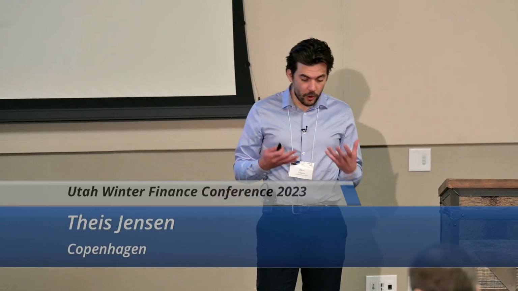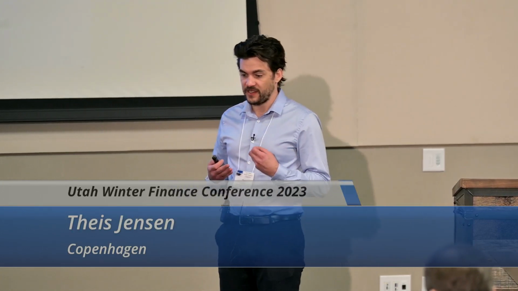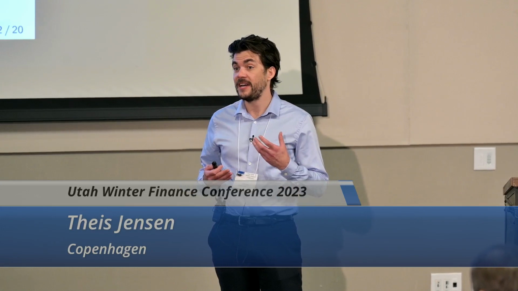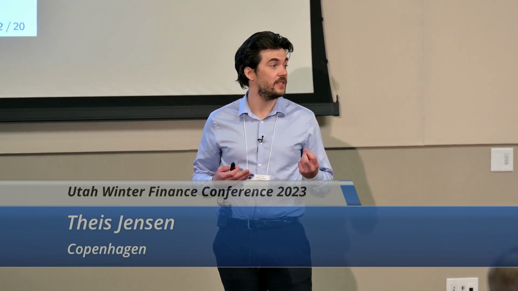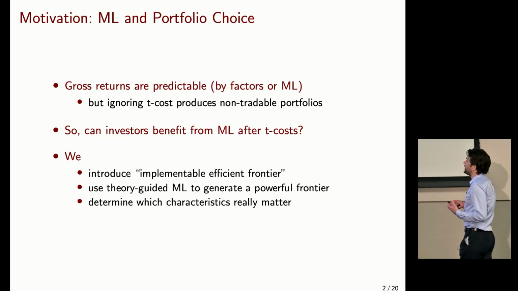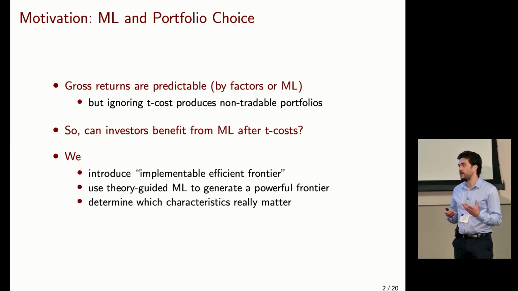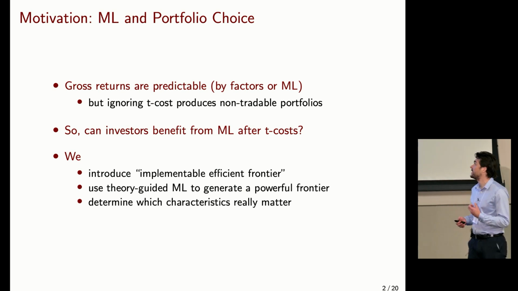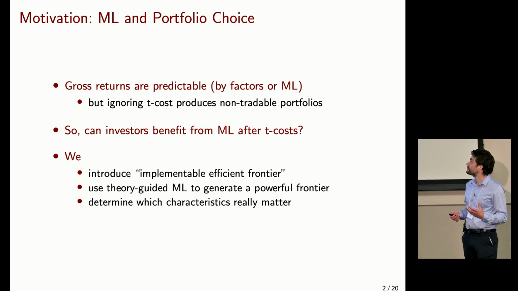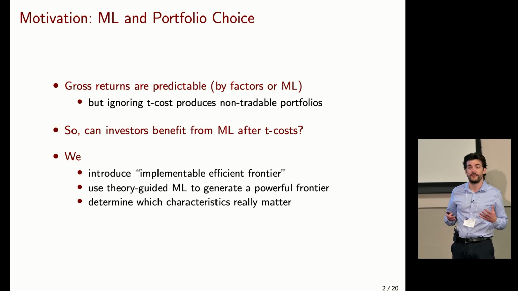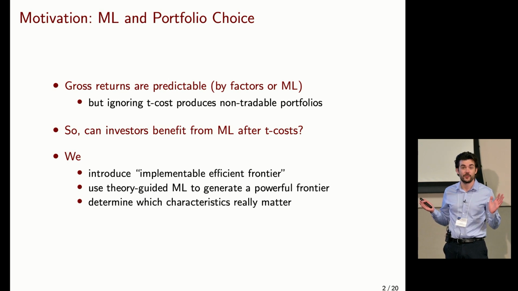So we know by now that gross returns, that is, returns before trading costs, are predictable, either by factors or more recently via machine learning. But there's a growing concern that especially machine learning tends to get this predictability by overweighting hard-to-trade stocks, thereby resulting in non-tradable portfolios. So in this paper, we ask whether investors can benefit from machine learning after taking trading costs into account.